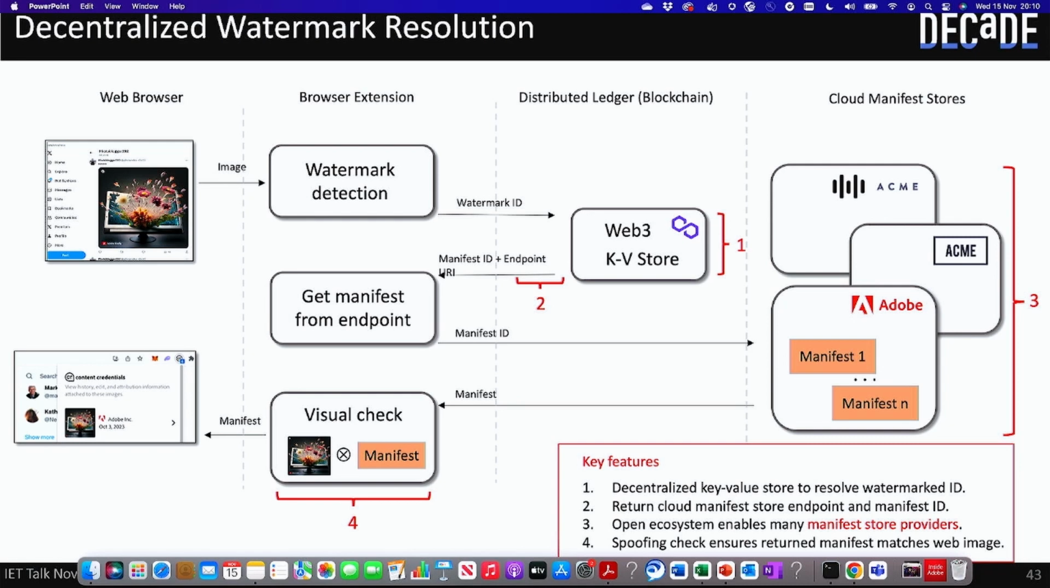So again, what we've done is leverage blockchain technology here in this demonstrator. We've produced this browser extension now, and instead of querying just one company's proprietary store, we're actually querying a global public database on a distributed ledger, on a blockchain. We are using that blockchain to look up the watermark ID and tell us which company to go ask for more information from. And then that company will provide us with that manifest, those content credentials.